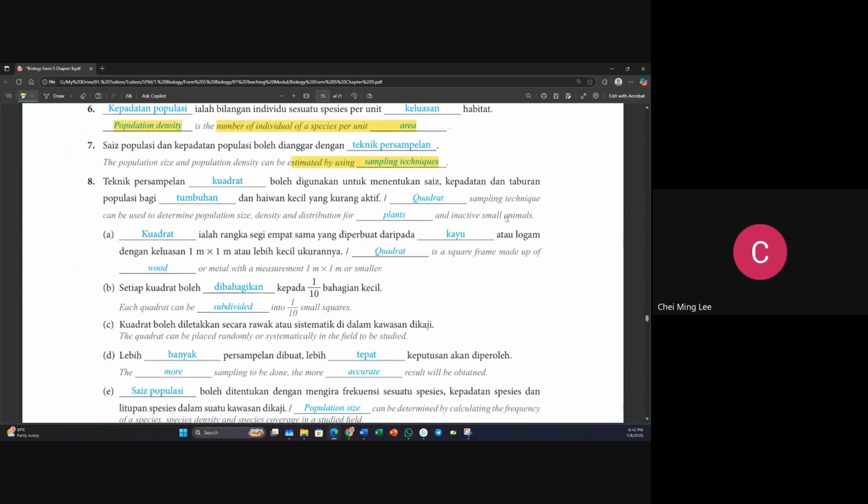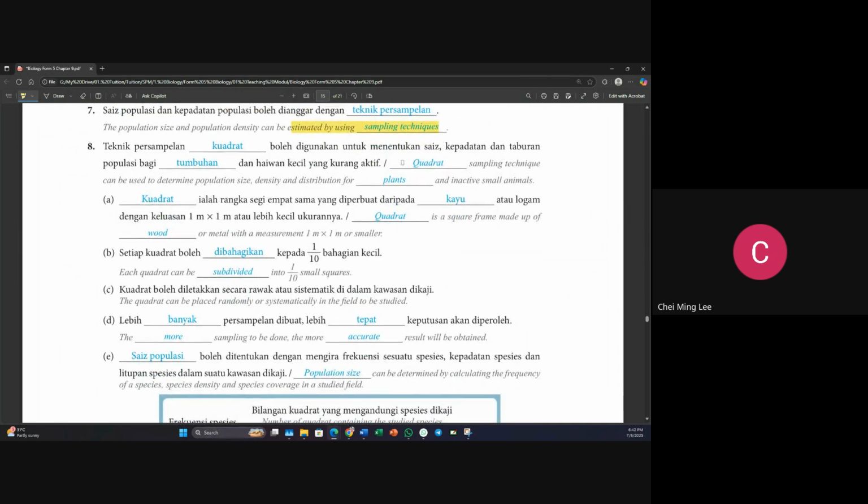The easiest way is the quadrat sampling technique. We can use it to determine the population size, density, and distribution for plants and some inactive small animals like snails, which move slowly. Now, what's a quadrat? A quadrat is a square frame made of wood or metal with a measurement normally of 1 meter times 1 meter or smaller. Each quadrat can be subdivided into 1/10 small squares.